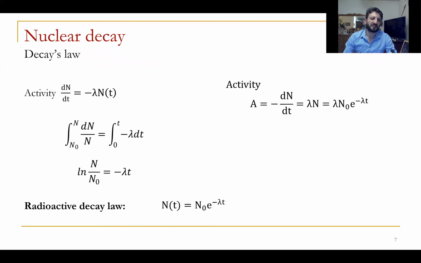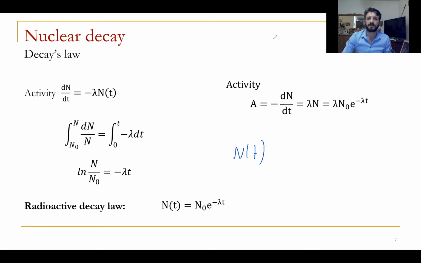Nuclear decay, or we can say the decay law. I want to find the expression of decay. It means how can we calculate the number of unstable elements in terms of time. I want to calculate N as a function of time. How does the number of unstable elements evolve with time? Okay, it changes with time.